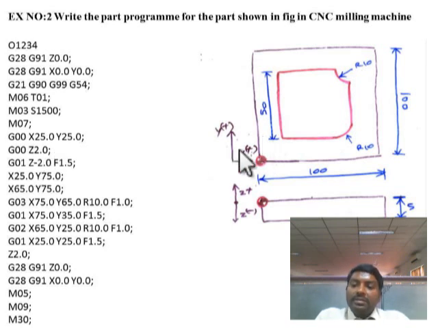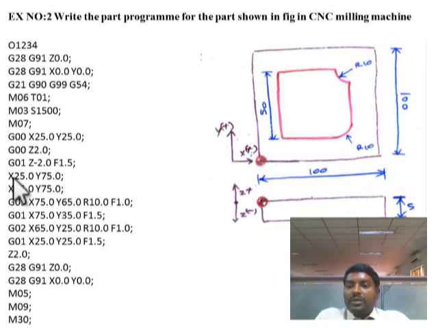Next one is G01. Now I am going to give a depth of cut. The tool position is now set at 2.0. If you touch the workpiece, that is 0.0, and if you go below that, it is a minus value. I have taken a depth of cut of 2 mm, so I have used G01 Z minus 2. That means the tool will be inserted to a depth of 2 mm at a feed rate of 1.5.